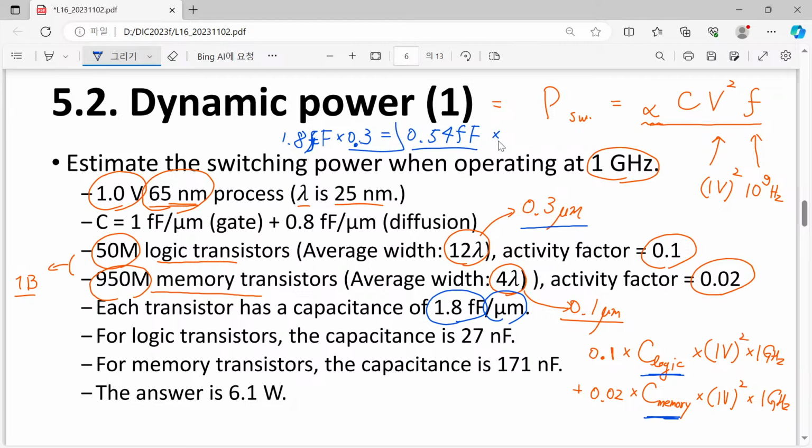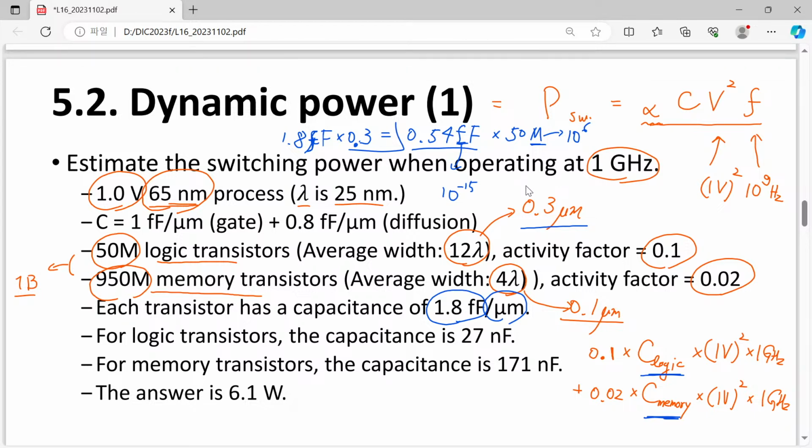Now we have 50 million transistors. So with 50 million transistors, the femto and the million just combine with each other. The femto corresponds to 10 to the minus 15, and the million corresponds to 10 to the 6. So when combined, we have just 10 to the minus 9. Okay, so you will get this number out of this calculation.